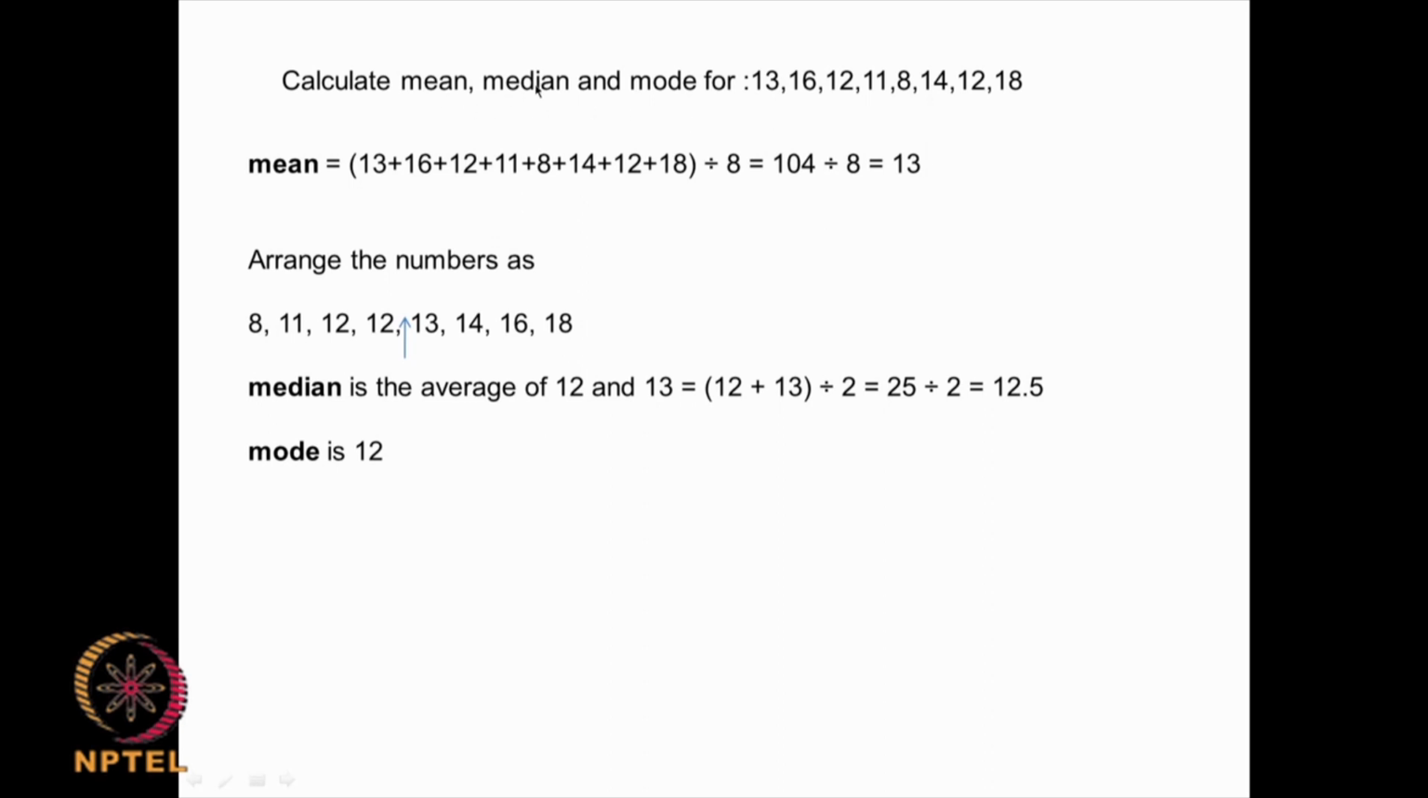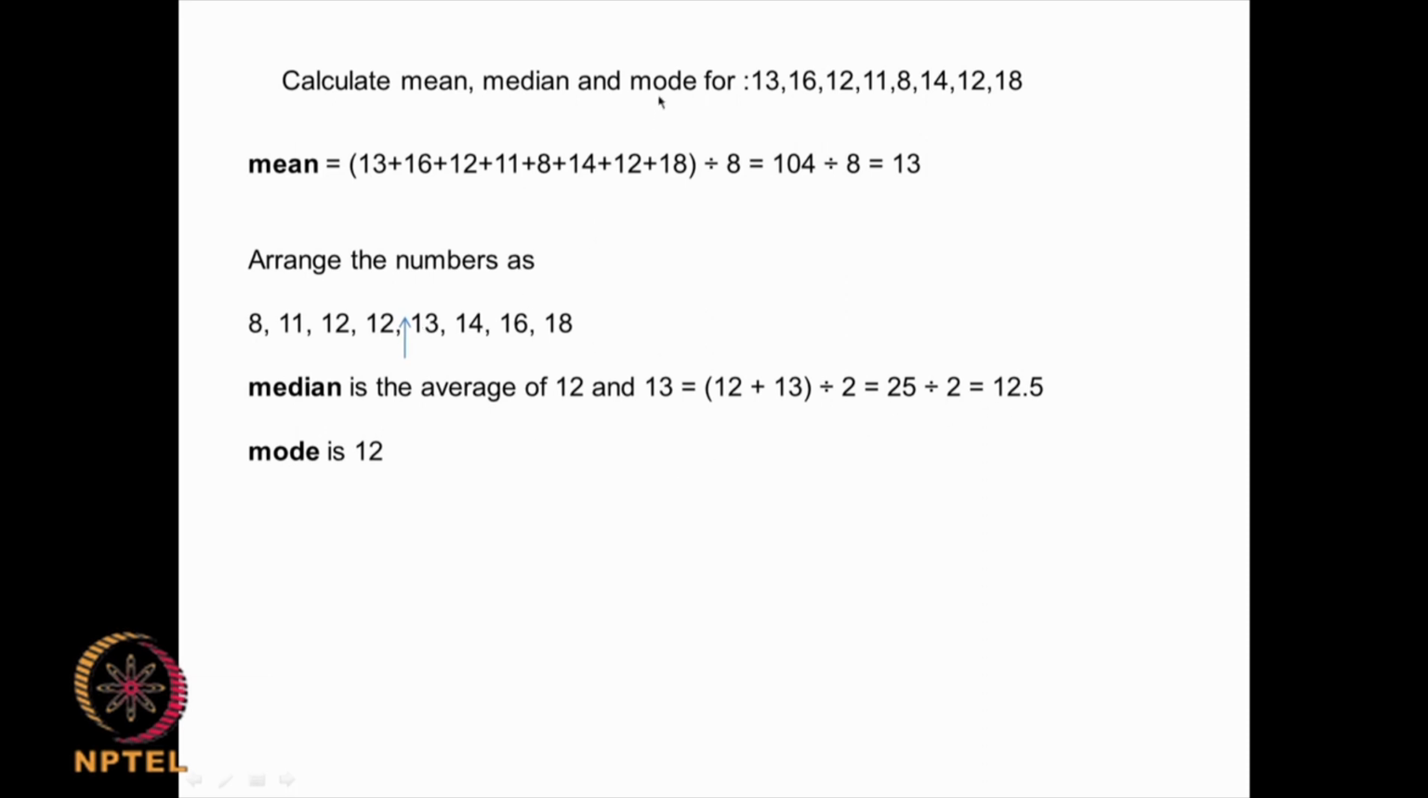Now what is the median of this? Suppose we arrange the data set in this fashion. The middle point is called the median. So if you have even number of data, the middle point will be the average of these two, whereas if you have odd set of data, the middle point will be the center data point. So in this particular case we have 8 data points, and the median will be the average of 12 and 13.